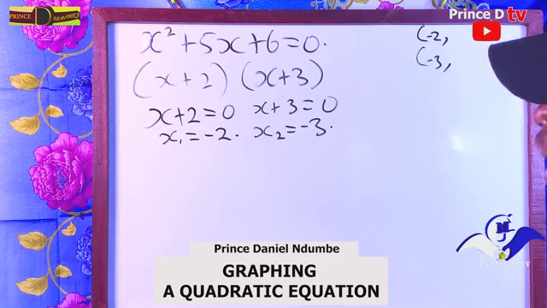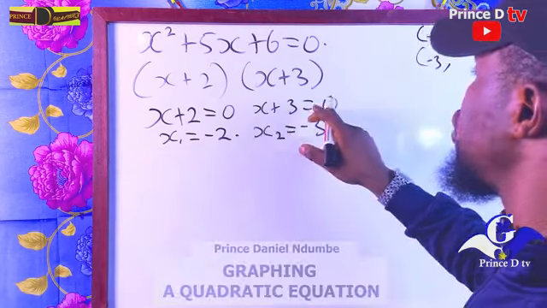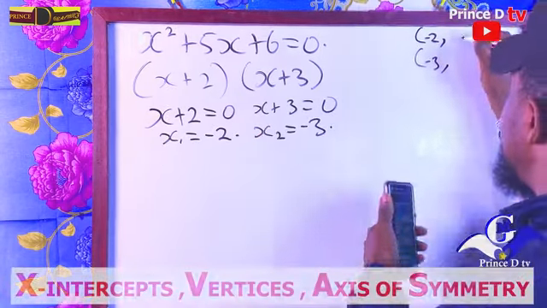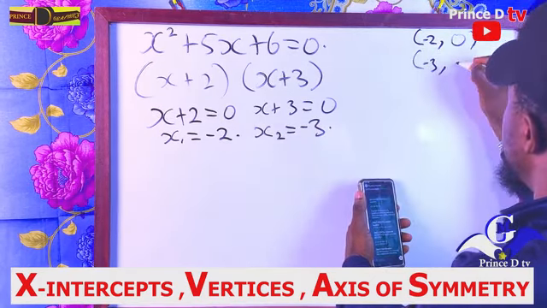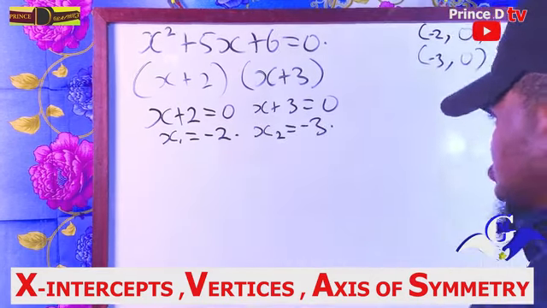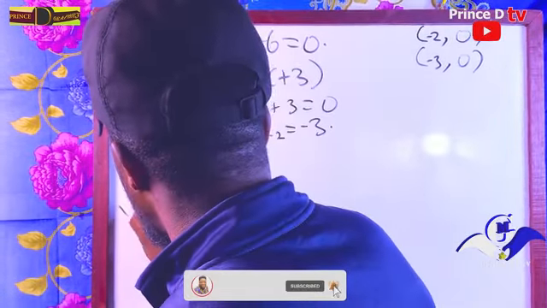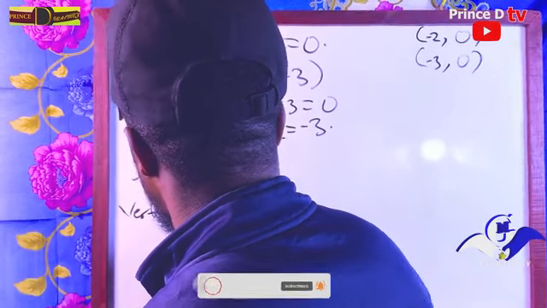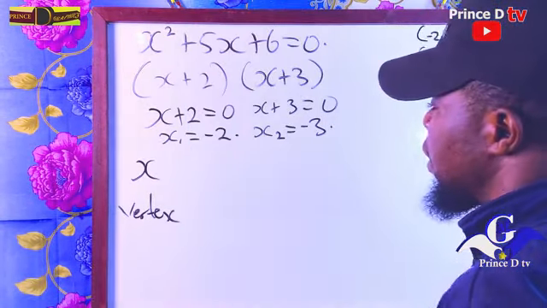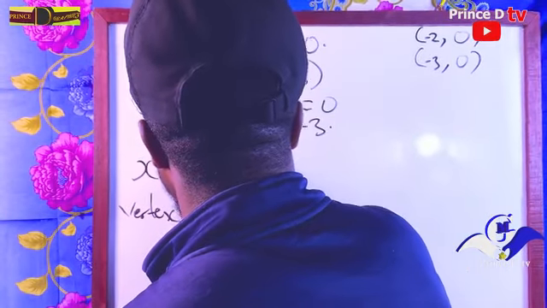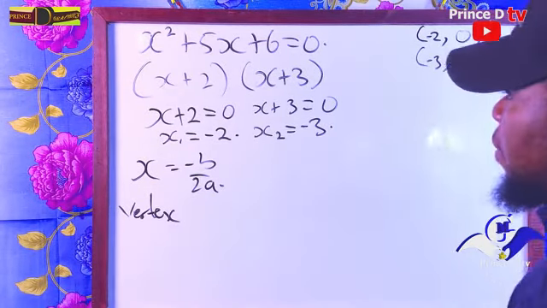Remember, we need to look for the y. When x1 is negative 2, our y is 0. And when x2 is negative 3, our y2 is 0. Nothing else has been given. So these are the components we need to be able to graph that equation. Next we look for our vertex, using minus b over 2a. These are very important components.